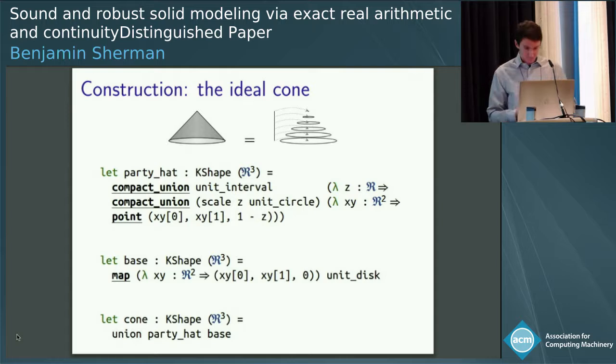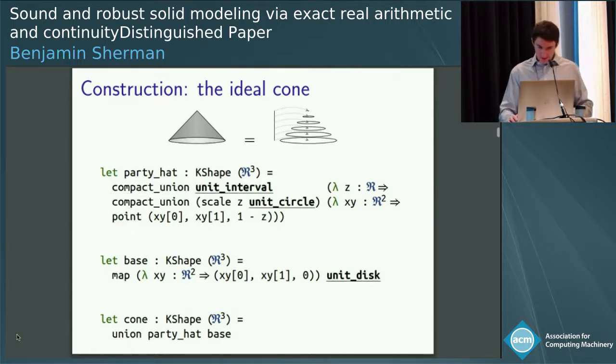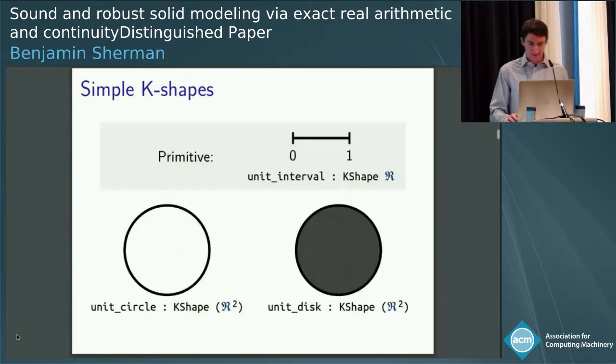and that'll give us the party hat. So what you can see here is that these K-shapes actually form a monad. So compact union is the bind and point is the return. You can think of it as a non-determinism monad. We're just specifying all the points using bind and return here. And so base is just taking the unit disk, a standard thing from the library, and bringing it from R2 to R3. So you see here we're using a few simple shapes from the library.